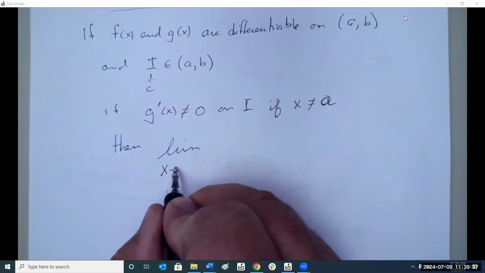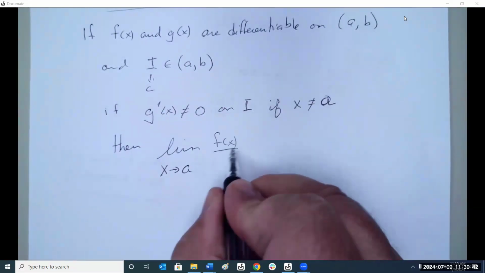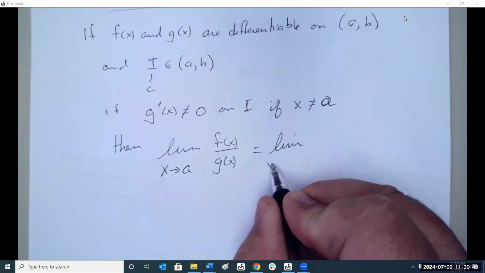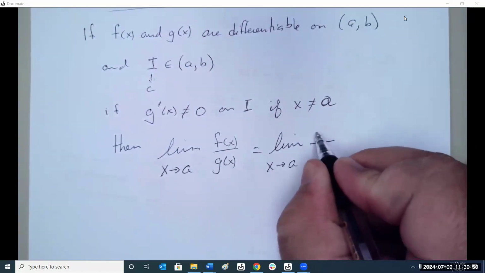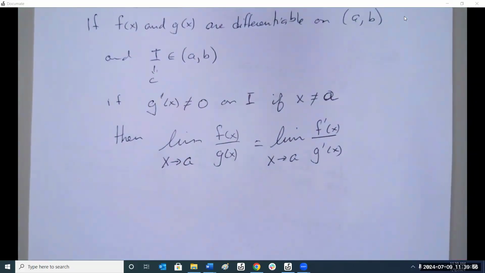The limit as x approaches that value a in that interval of our rational function is equal to the ratio of the derivatives. But we have to make sure first off that the two functions are differentiable, which means they're continuous on the entire interval, and the denominator is not equal to 0 on any value of the interval.